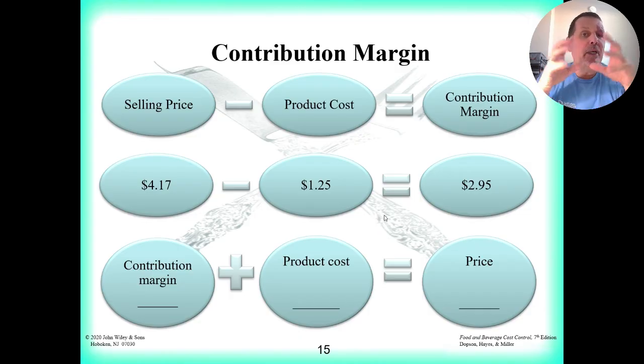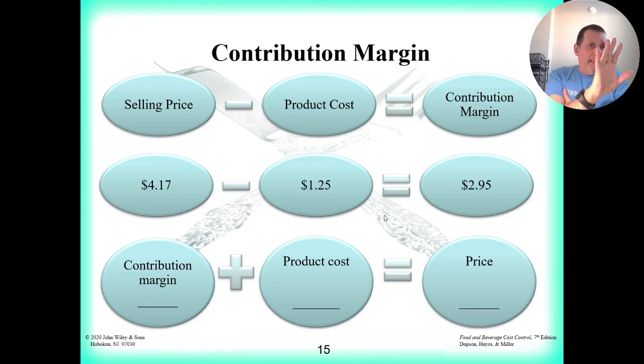We might say, okay, we want a contribution margin of a certain amount. Now, what is a contribution margin? The contribution margin is simply, in dollars and cents, how much I'm going to make on an item. So I say that no matter how much I spend for this item, I want to make $5 on everything.